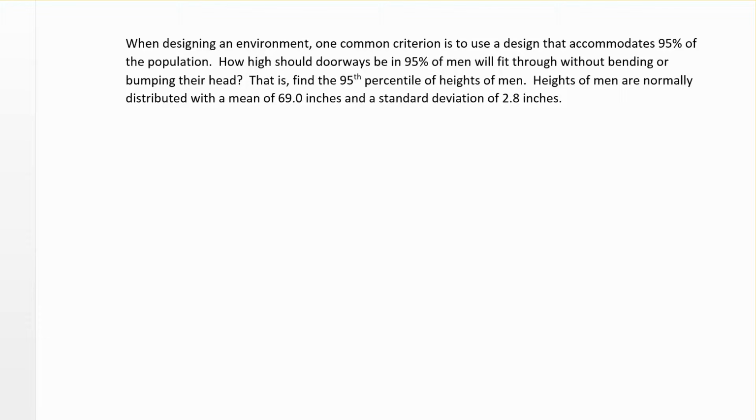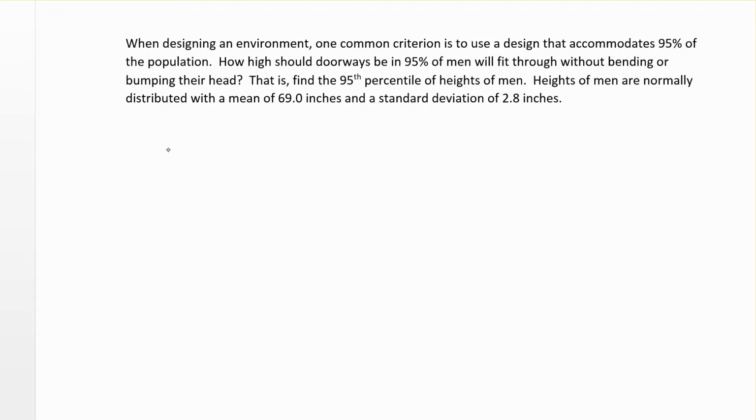So the last problem I want to look at is a little bit different. It says when designing an environment, one common criteria is to use a design that accommodates 95% of the population. So we'll look at doorways. How high should doorways be if 95% of men will fit through without bending or bumping their head? That is, find the 95th percentile of heights of men. Heights of men are normally distributed with a mean of 69.0 inches and a standard deviation of 2.8 inches.